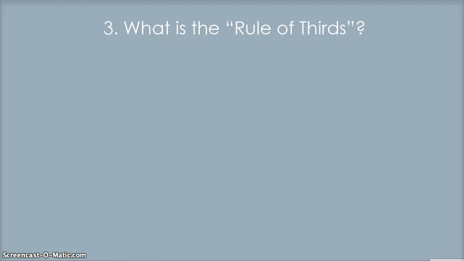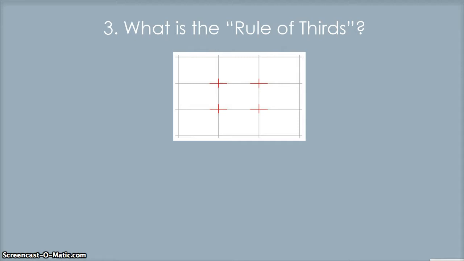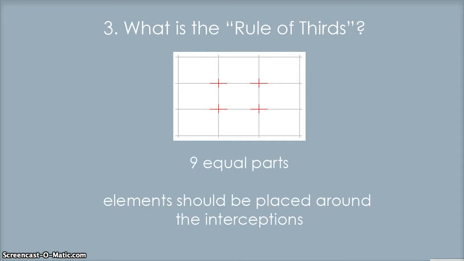Alright, the next question is about the rule of thirds. What the rule of thirds does, just like on this grid here, is break up the web page or the picture into nine equal sections. The main elements, or the main focus of the page, should be put right here in these intersections, which are highlighted in red. That just makes it a little bit easier to understand and to follow.